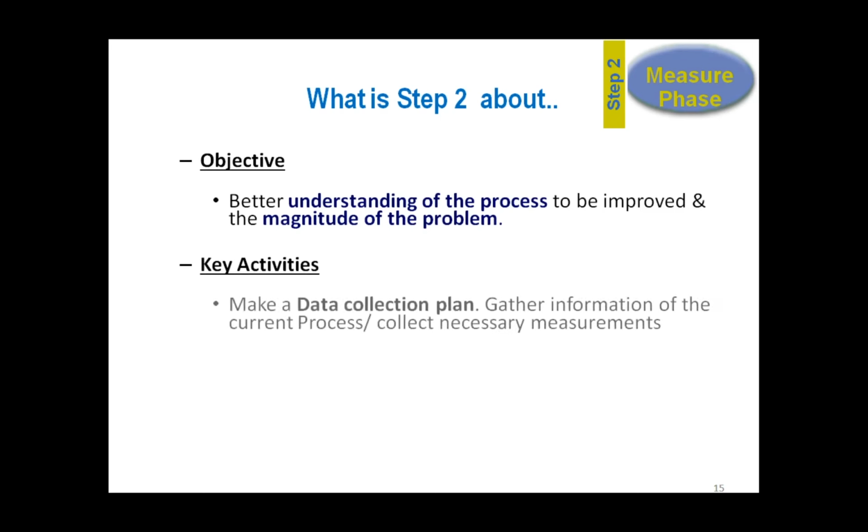The key activities: make a data collection plan. Now, this is again something that has a Six Sigma rigor of bringing in on the table. We have to have a very clear data collection plan to make sure that once we start collecting the data, we don't have to go back to more data collection later on.